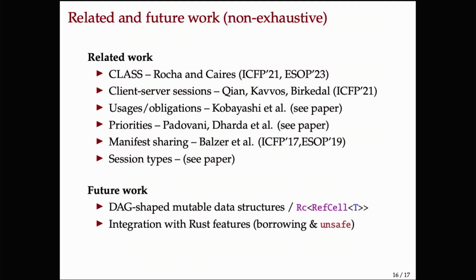We also want to look into supporting Rc and RefCell. So here we support Arc Mutex, but we think something different is needed for Rc RefCell. And more generally, we want to integrate this with the features that make Rust nice, such as borrowing and the ability to write unsafe code, and in particular, a kind of system where you can prove something about your unsafe code, such that if you link it with your safe code, that you still get all the nice theorems. So we don't have something like that yet.